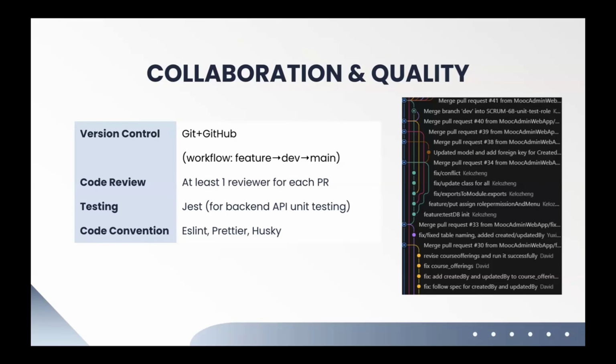We adopted ESLint, Prettier, and Husky to enforce consistent code style and formatting before each commit, and we also write unit tests for backend API endpoints.